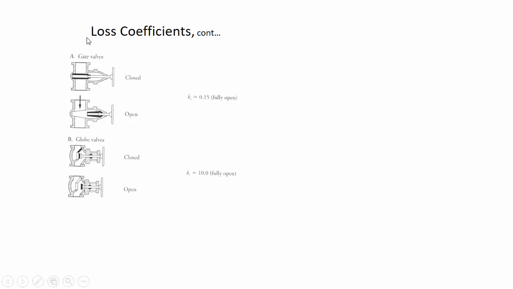You'll notice in this gate valve, the water is flowing down through a pipe, and if the gate is in place, then obviously the water's not going to be able to go through it. But if the gate is out of the way, then it's essentially not changing direction. The water continues in the same direction that it always was.